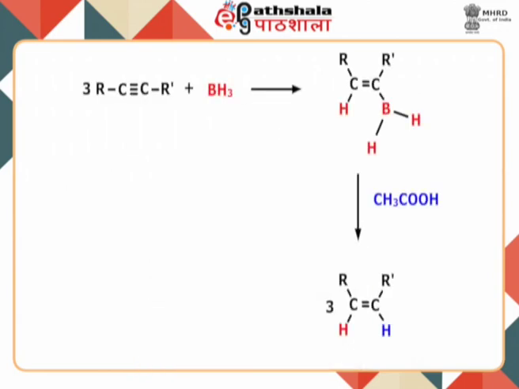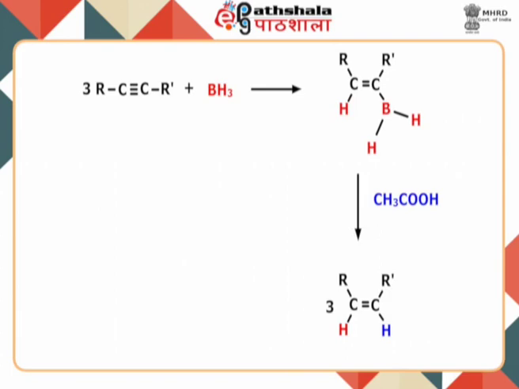Hydroboration of alkynes takes place in a similar way as that of the alkene substrates, wherein 3 moles of the alkyne react with 1 mole of borane. This alkenyl borane can also undergo a host of reactions as the alkyl boranes do, and hence can be converted to a variety of useful products.